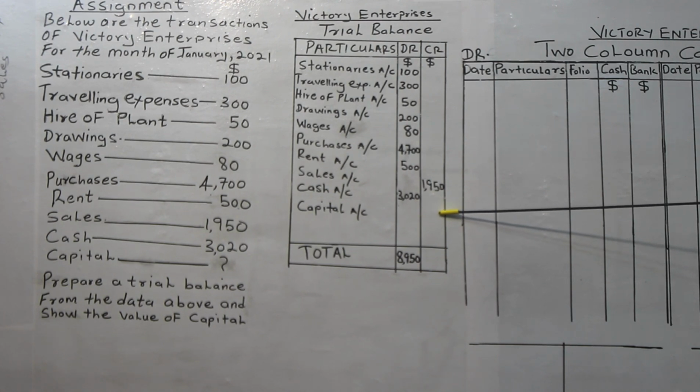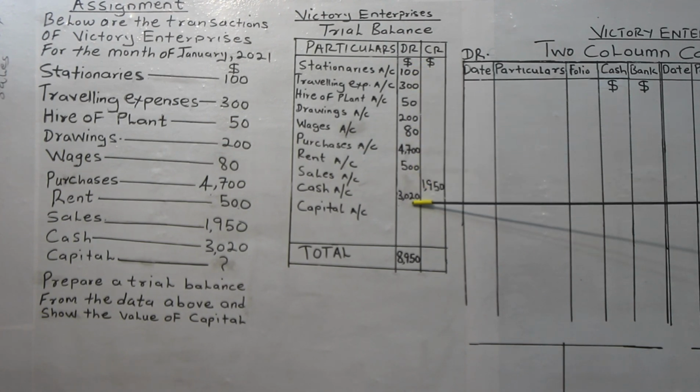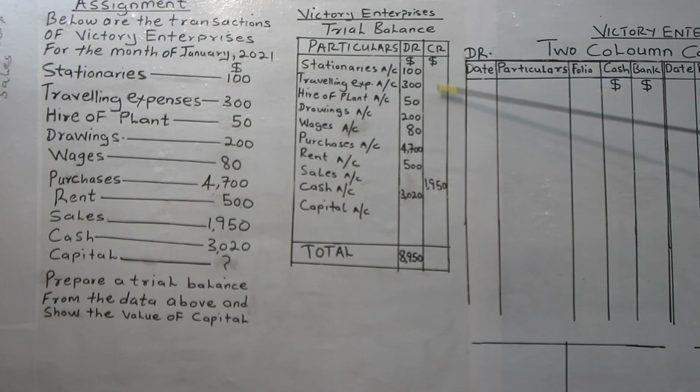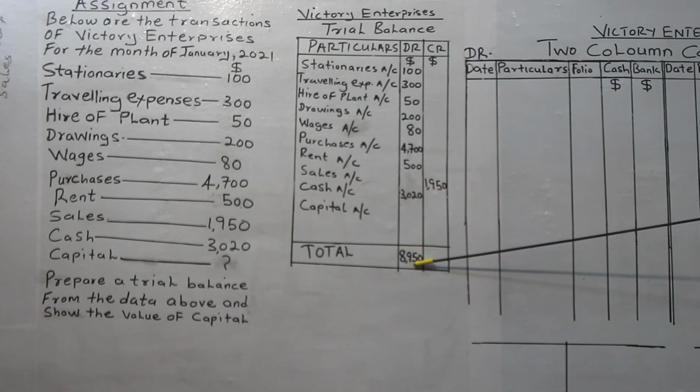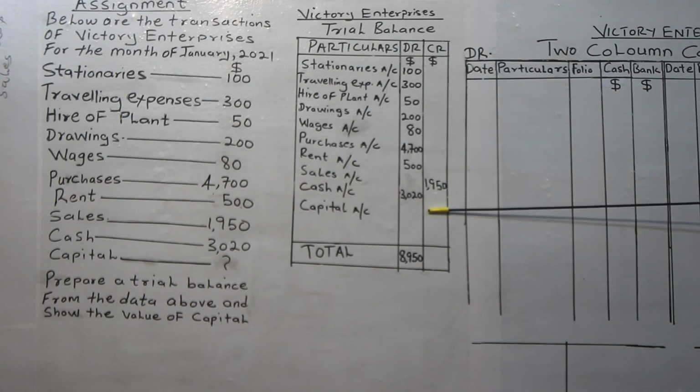7,000 becomes the capital balance, because the two sides of the trial balance are supposed to be equal. Since we have added the debit side and it gives us 8,950, and the credit side is only 1,950, and we know that the debit side and the credit side of the trial balance are supposed to be the same, for us to get the balancing figure, we should represent the capital amount. We now minus 1,950 from 8,950. So we have 8,950 minus 1,950 gives us 7,000, and that becomes the missing figure for capital.